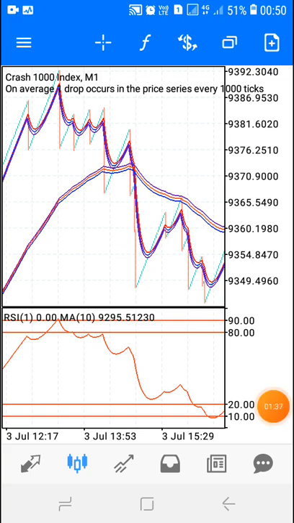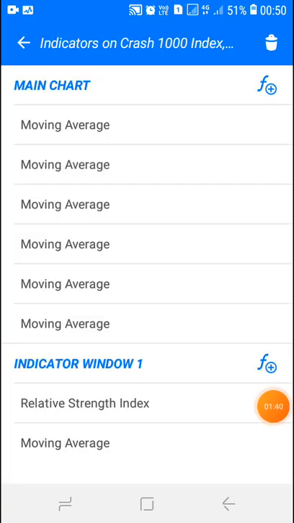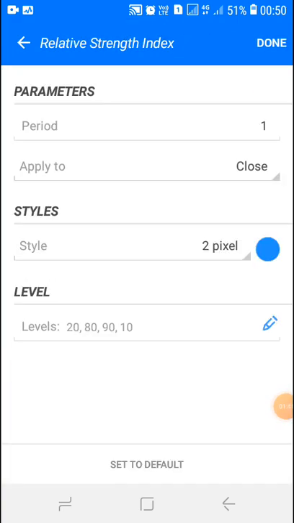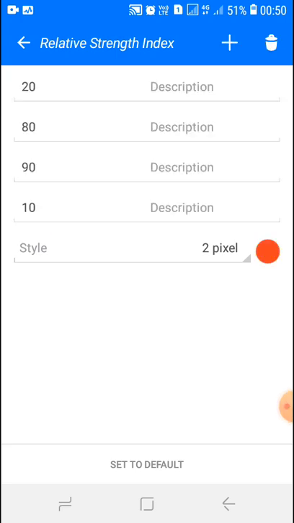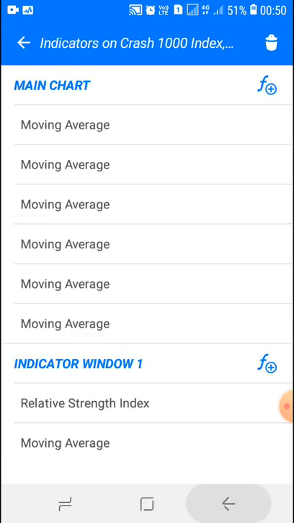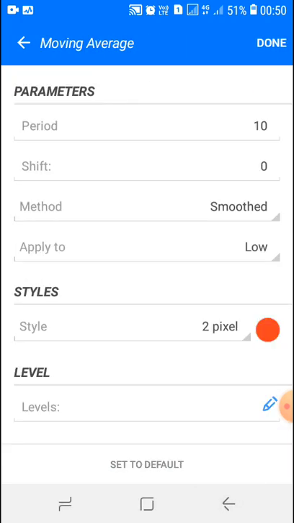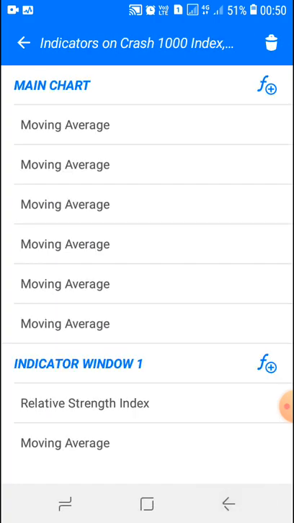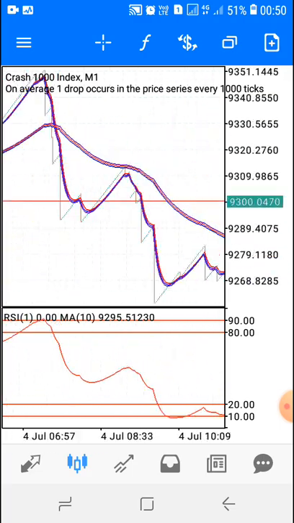Before I show you how to use this strategy, I just want to show you what you need at the bottom. The Relative Strength Index period should be 1, apply to close, style 2 pixel, blue, levels 20, 80, 90, and 10. Then you're going to need a moving average on it: period 10, shift 0, method smoothed, apply to low, style 2 pixel, red.